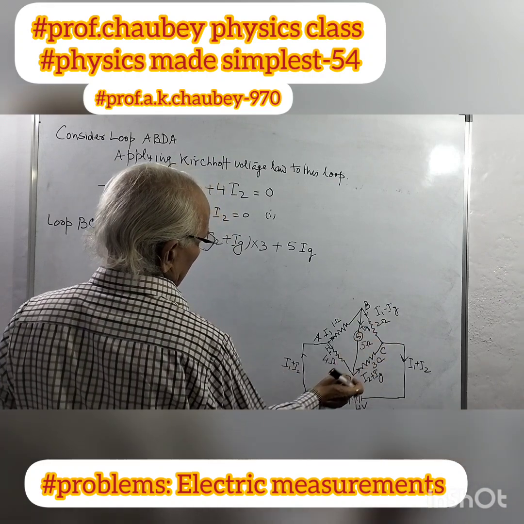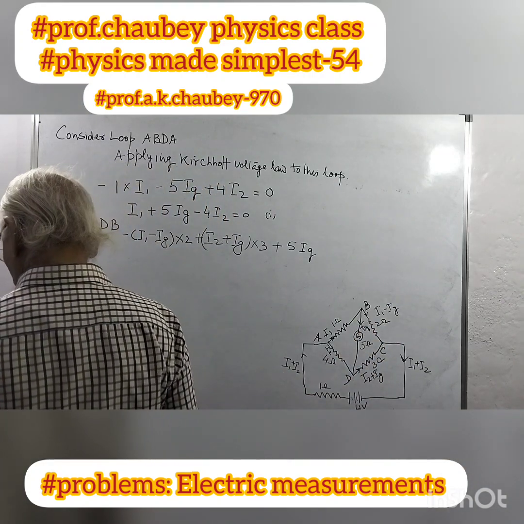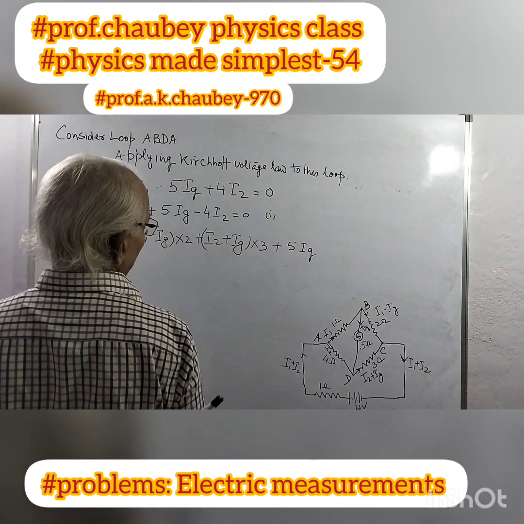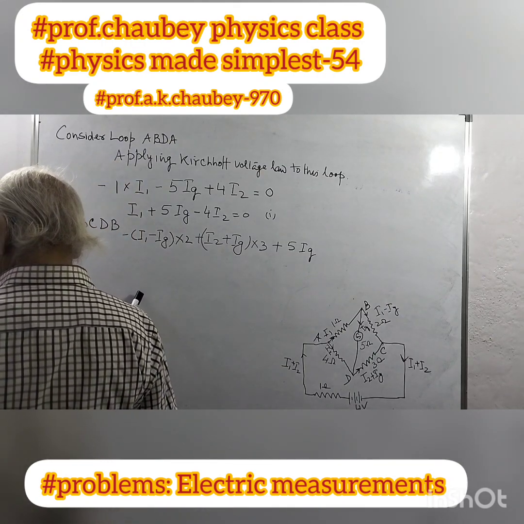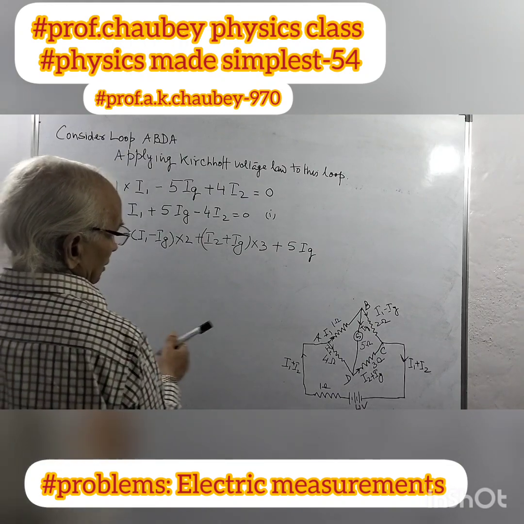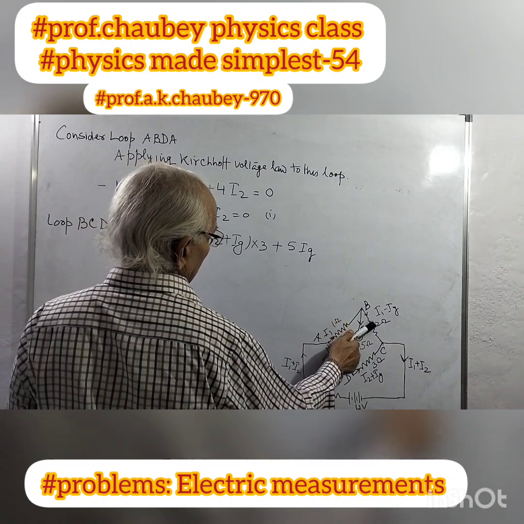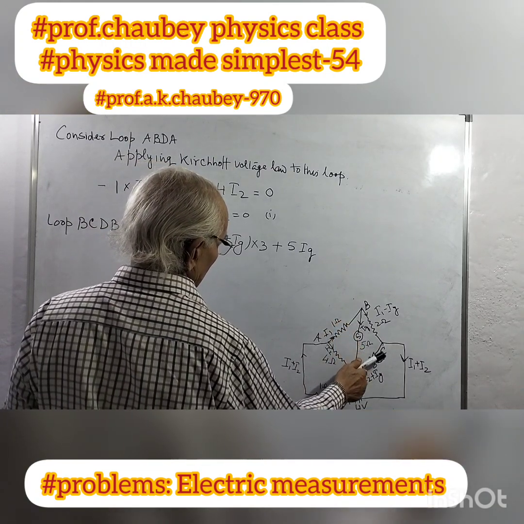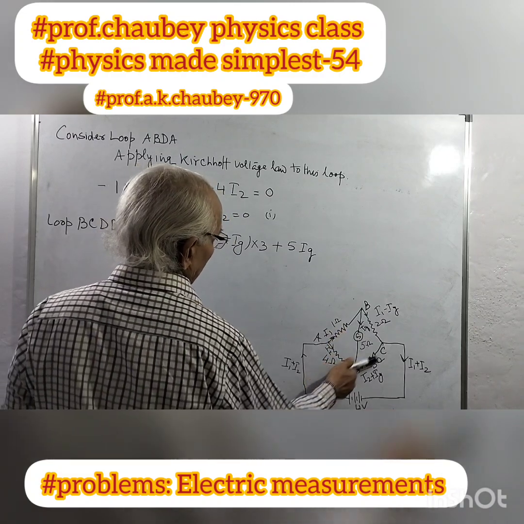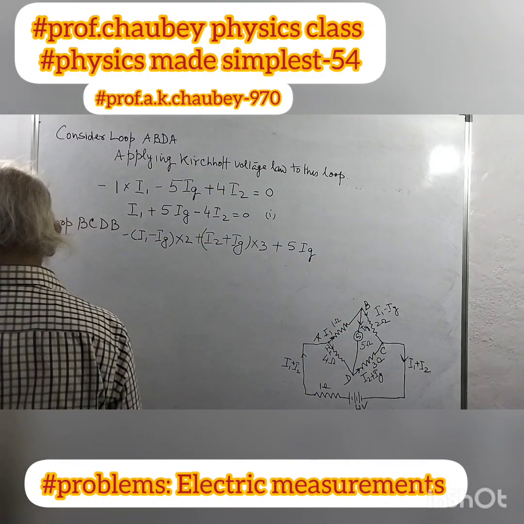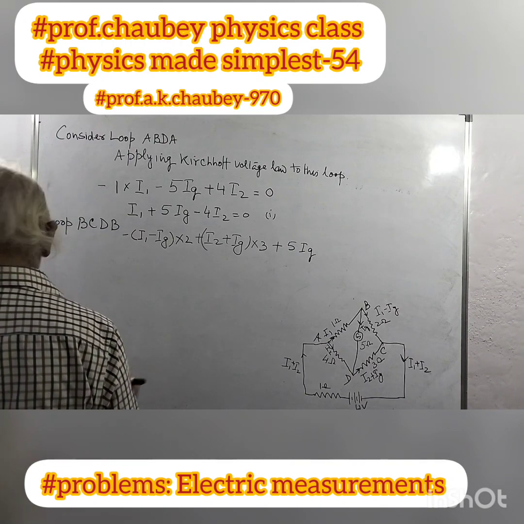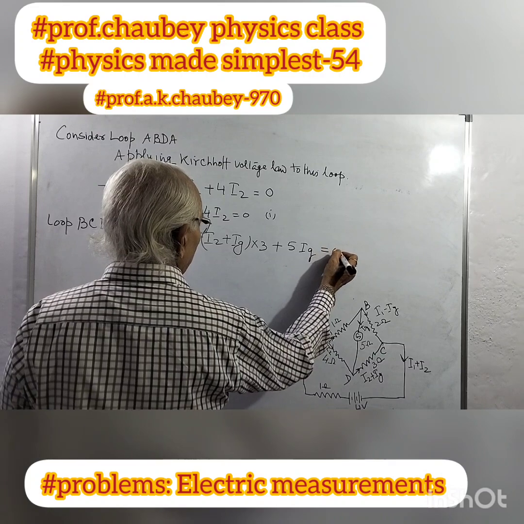So this was 3I2 plus Ig, minus I1. This is the minus I1 minus Ig. So that is I1 minus Ig, this is the minus current. This is clockwise, and this is also clockwise. It's anti-clockwise, I2 plus Ig. And there is no voltage source, so it equals 0.